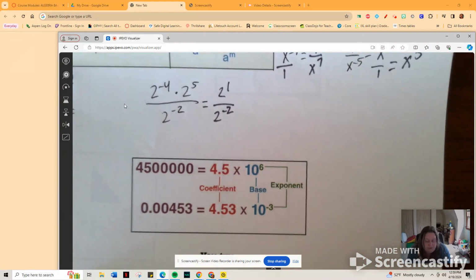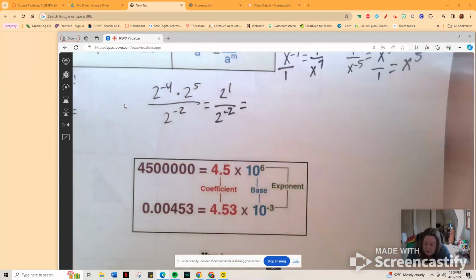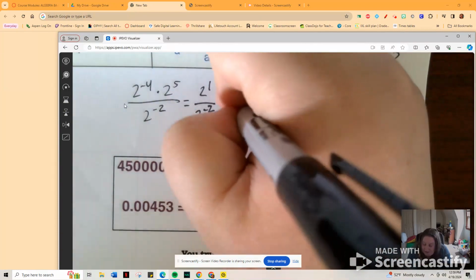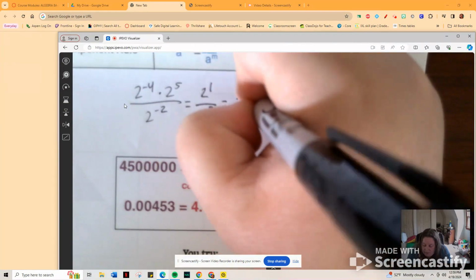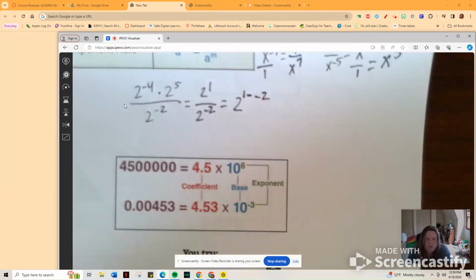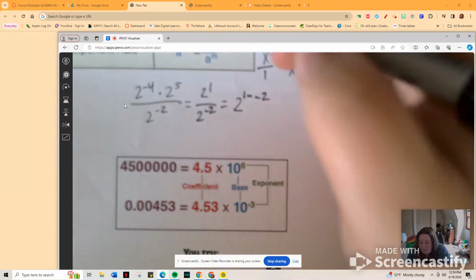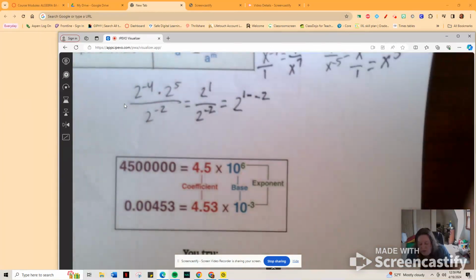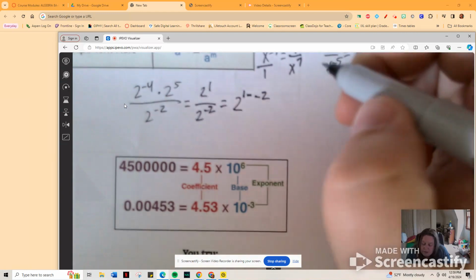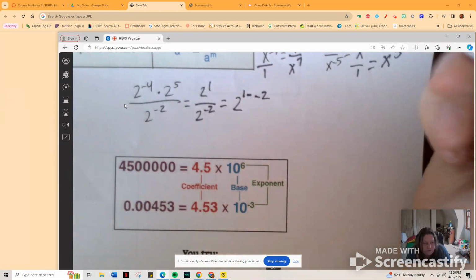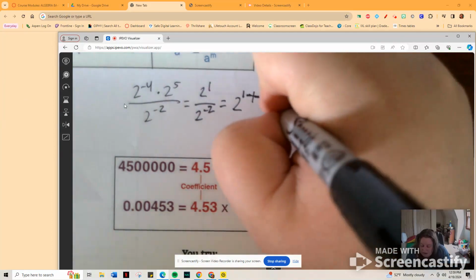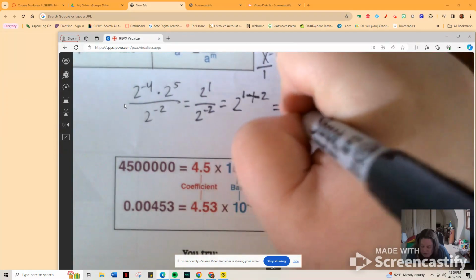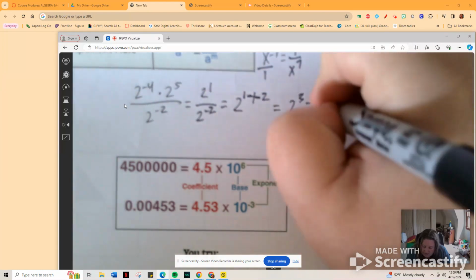I would use, if I was doing this, the quotient rule. So the quotient rule tells me that I'm going to keep my base, so 2, and then I'm going to subtract. So I have 1 minus negative 2. So I'm subtracting a negative, okay? You always have subtraction, and then you just go with whatever the bottom number is. So according to rules of integers, I would end up adding the opposite or adding them together. So my final answer would be 2 to the third, which is 8.